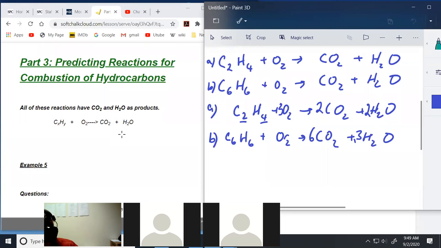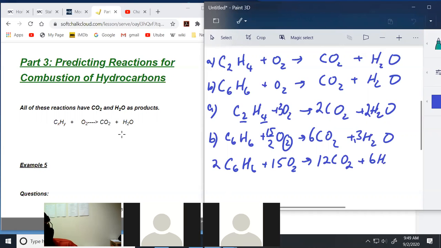And you'll notice here I've got O2. So that's not going to work out so well. So what I do is I do 15 halves or 15 over 2 O2. And that will balance my oxygens there. Now since we don't like having fractions in our balanced equations, what we do is we multiply everything by 2. And that will end up balancing everything out. So that would be the final balanced equation.